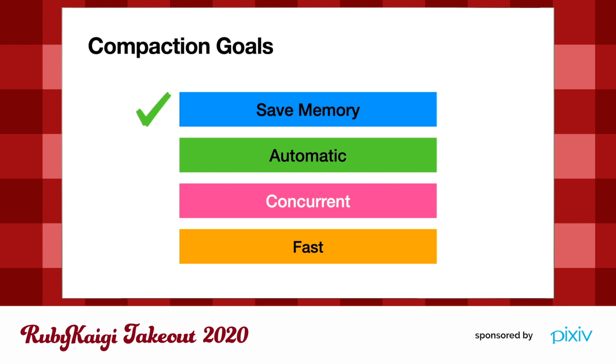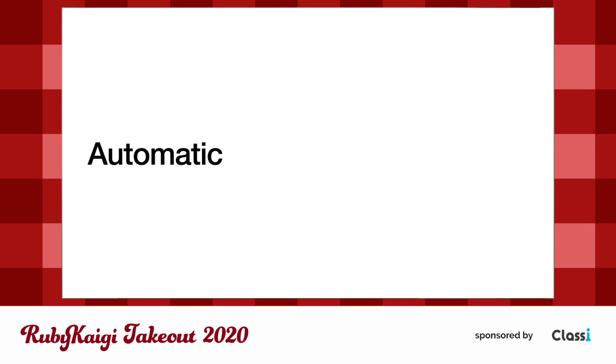So I think we can say the first goal is met. We do save memory, so let's take a look at the next goal. That's making the compactor automatic. Ruby developers shouldn't need to know that it's running or that it can run automatically. They shouldn't need to know about the compactor.